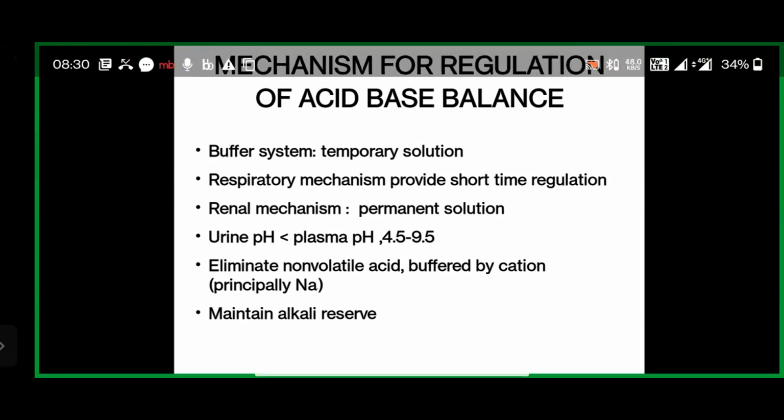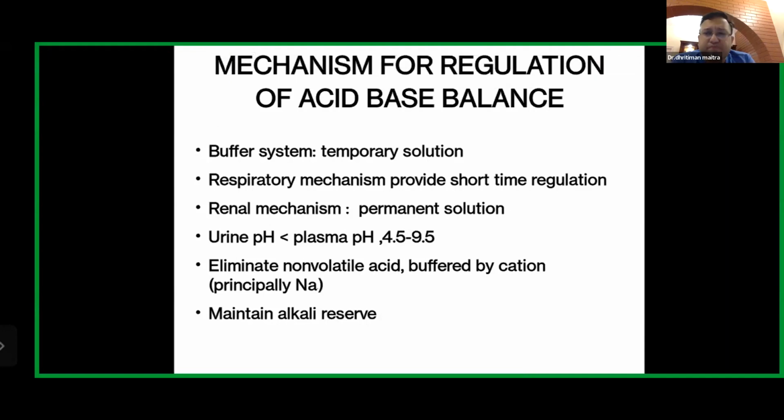When you're talking about the normal physiology, it is an important portion where you have to talk about the anion gap. It is an important aspect. Okay, sir.